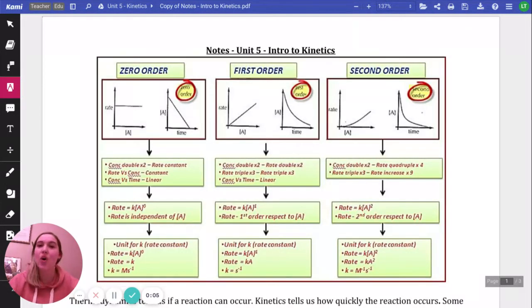So in this video, we are going to talk about what is kinetics, how to determine rate, why reactions happen, and factors that affect our reaction rates.